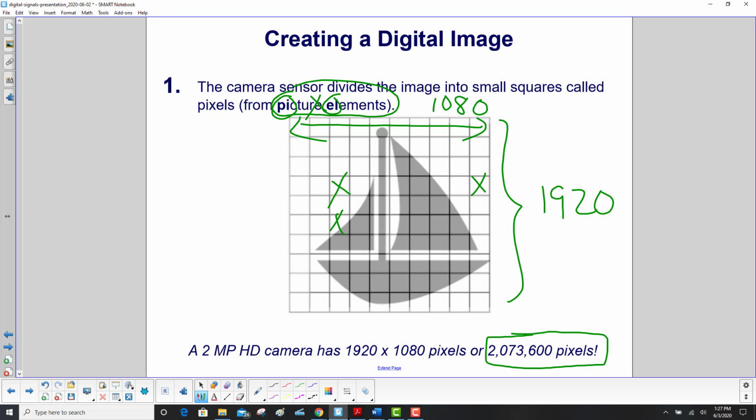Here we clearly don't have anything like that. We have what? 1, 2, 3, 4, 5, 6, 7, 8, 9, 10. 2, 3, 4, 5, 6, 7, 8, 9, 10. 10 by 10. We have 100 pixels here.